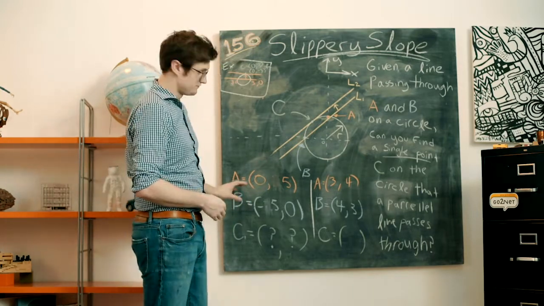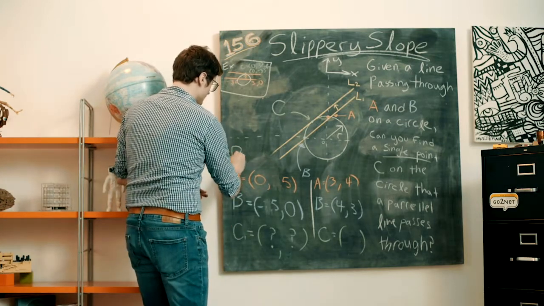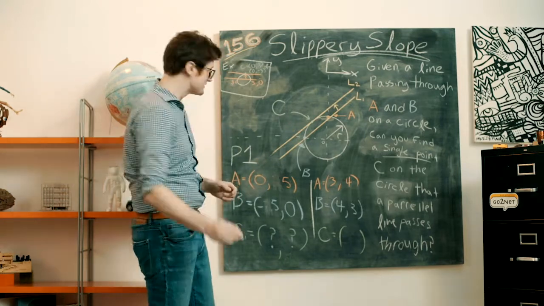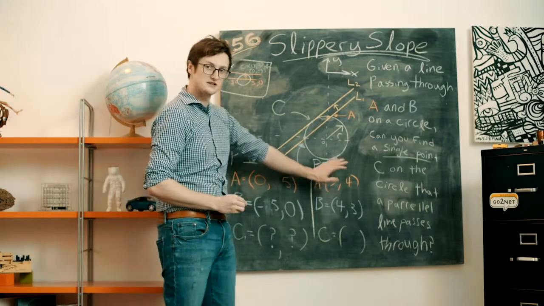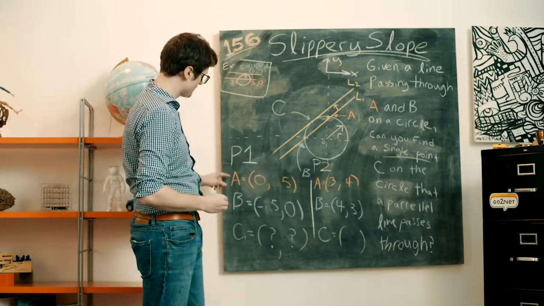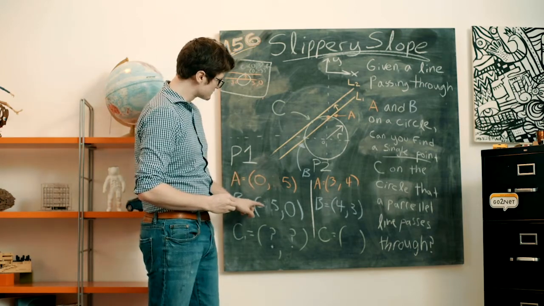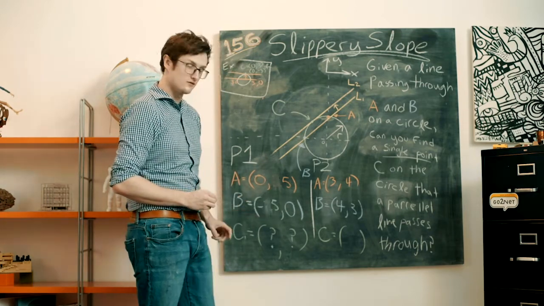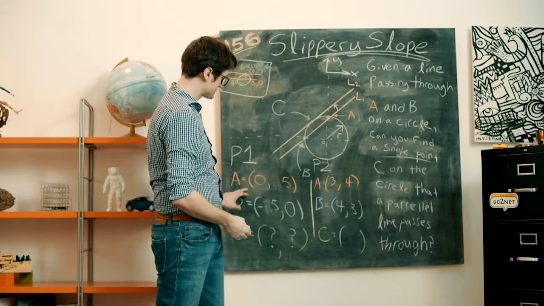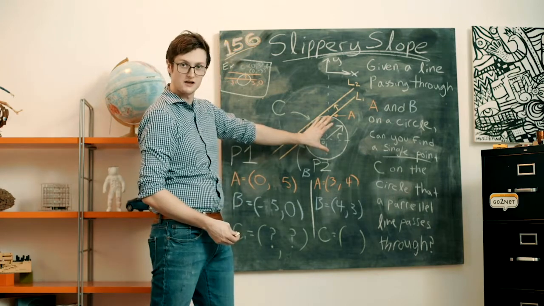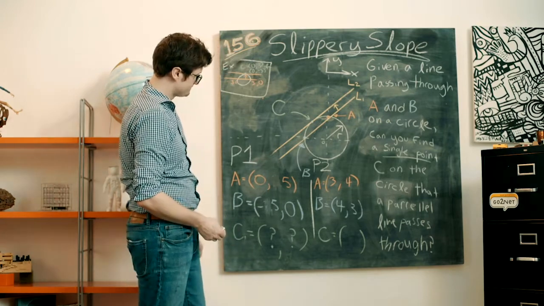For our problem, I'm going to propose 2. I'm going to propose P1, which is a little bit easier, and P2. These are 2 different scenarios where I want you to find C. Here we have A equals (0, 5) and B equals (-5, 0). This line is very similar to the one I've drawn here. In fact, P1 is based off of this one. I want you to find C for these values.